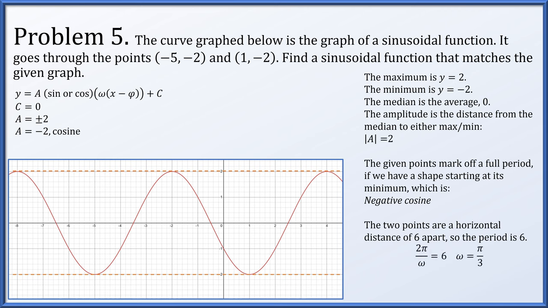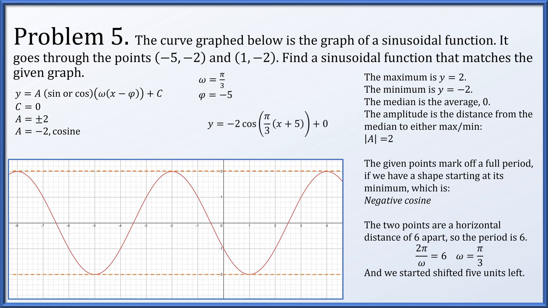The period is 6. 2 pi over omega is the period, which we now know is 6. So we can solve this for omega. It's pi over 3. And finally, we shifted 5 units to the left to start our shape at x equals negative 5 rather than at x equals 0. This tells us phi should be negative 5.